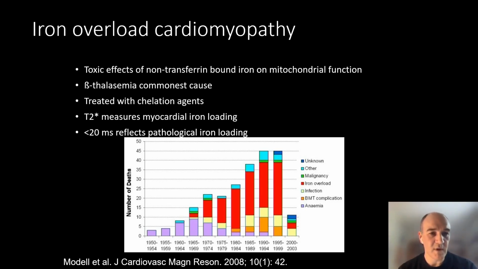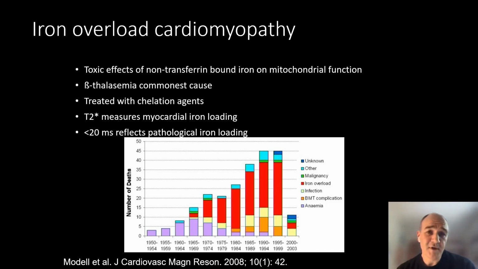So, as I'm sure you're aware, the toxic effects of iron overload within the myocardium cause cardiomyopathy. We see it a lot in beta thalassemia patients who require recurrent transfusions, and it can be treated with chelation agents, but these are expensive, so not everyone gets that therapy.